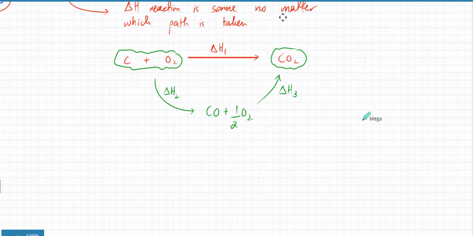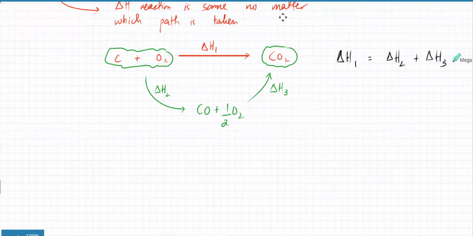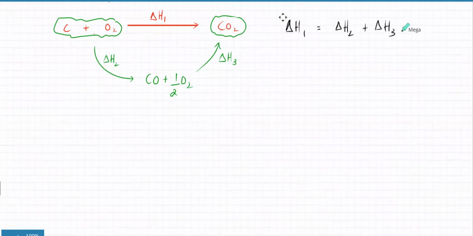As long as you're making carbon dioxide, the enthalpy change would be the same, which gives you this relationship that delta H1 is going to be equal to delta H2 plus delta H3. Because at the end of the day, you're breaking and making the same number of bonds. So which is why the enthalpy change would pretty much be exactly the same. Okay, is this clear? Yes, sir.